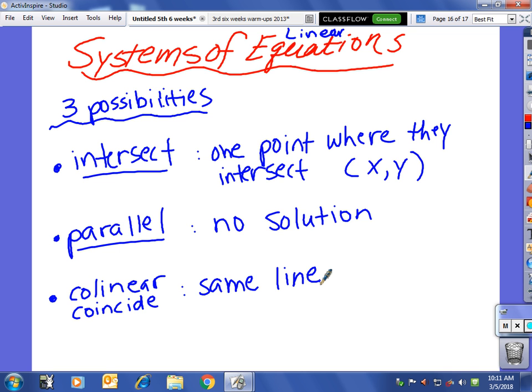So what would the solution be when they're the exact same line? Now, that's what a lot of kids want to say, all real numbers. But the thing is, the solution to a system is not numbers, it's a point. Well, you would just say that there are all real points, infinite solutions.